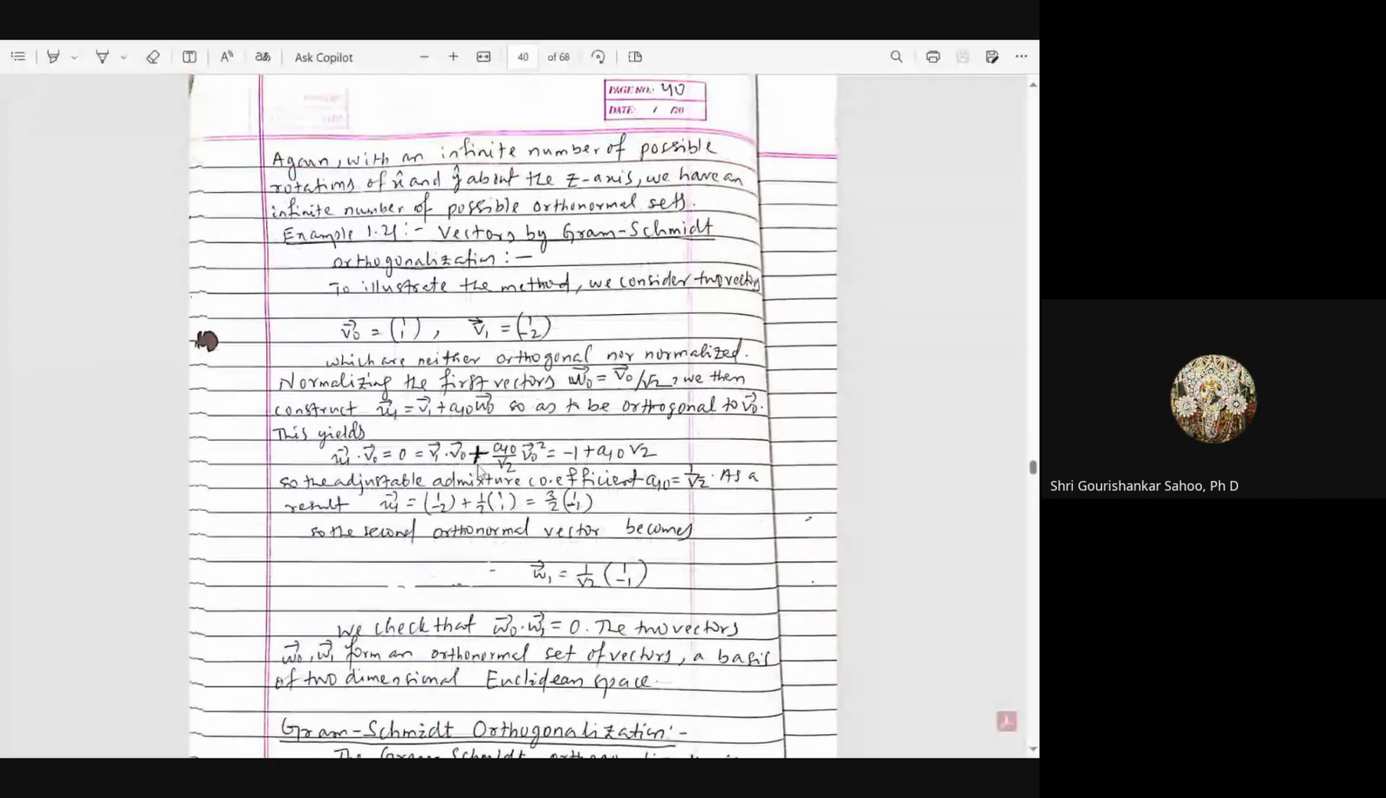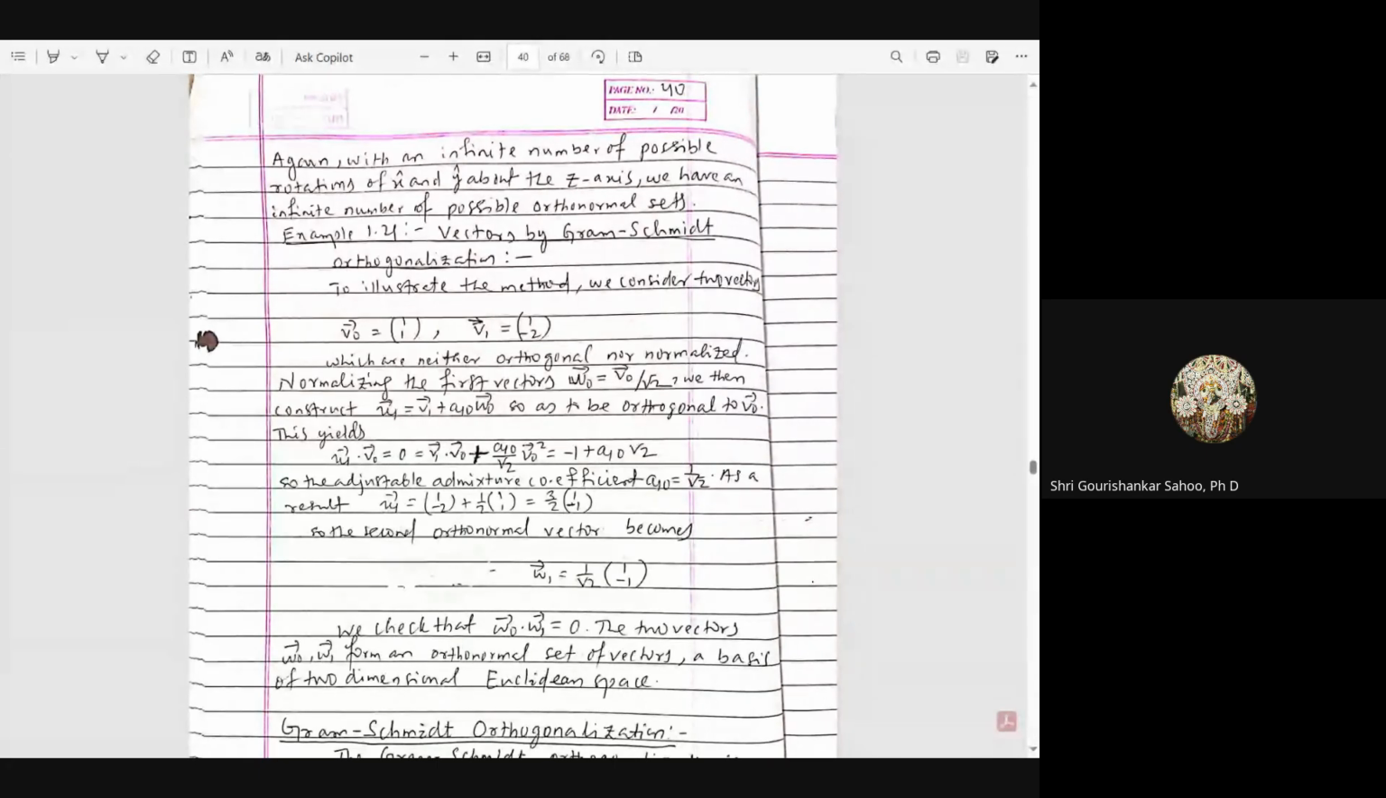To illustrate the method of Gram-Schmidt orthonormalization, we can consider two vectors, V0 vector equal to (1, 1) and V1 vector equal to (1, minus 2). These are neither orthogonal nor normalized. So normalizing the first vector, W0 vector is equal to V0 vector divided by root 2. We then construct U1 vector equal to V1 vector plus a10 W0 vector so as to be orthogonal to V0 vector.